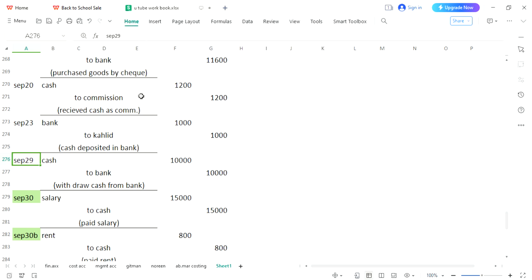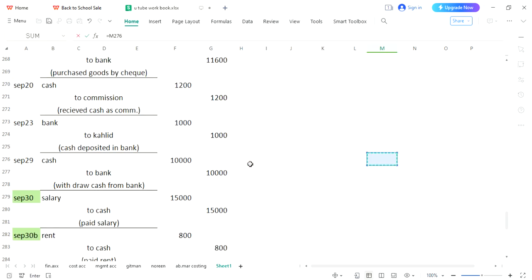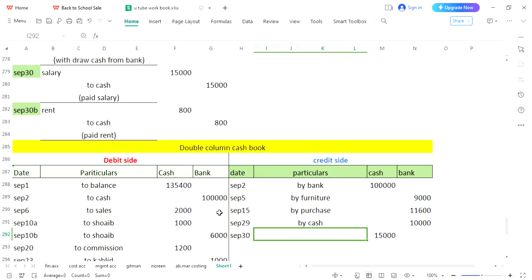Now after September 29, since it has been completed, we are marking it as it has been done. Now September 30 is our entry where only cash is present on credit side. So come over here, September 30, and cash is present on credit side. How much amount? 15,000. Put over here. And reference was written salary.